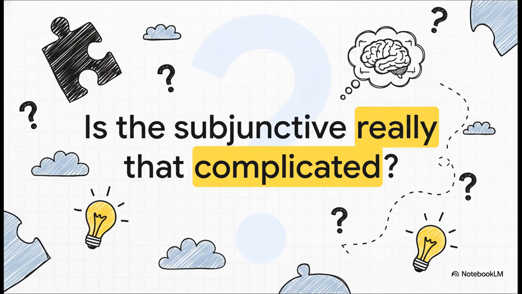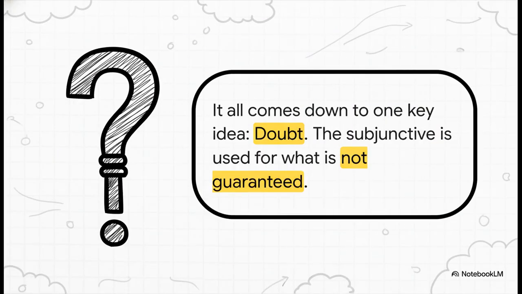So, is it really that complicated? Honestly, no, not at all. The secret is that once you get one simple core idea, everything else just clicks into place. This isn't about memorizing a million different rules. It's about getting a feel for one single concept. And here's that big secret. It all boils down to one simple idea: doubt.